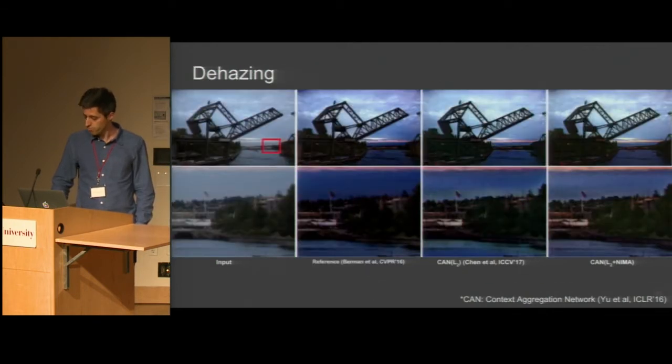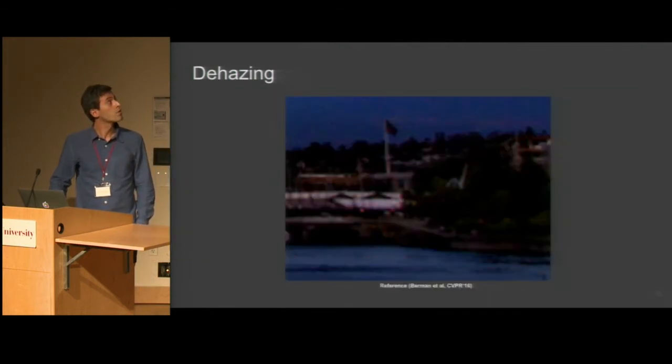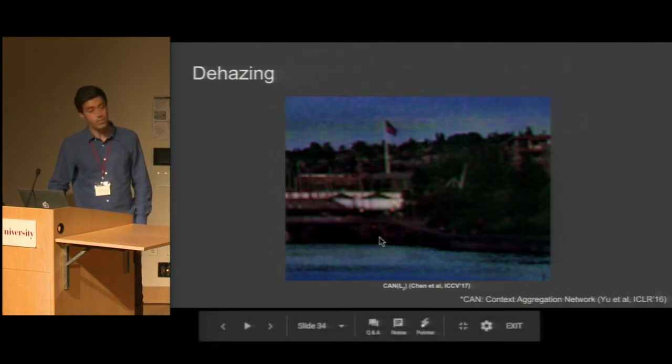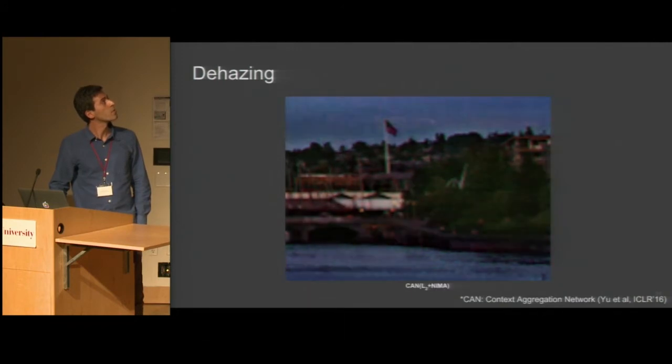For dehazing, we did pretty much the same experiment, just replaced our data with dehazing data. Left again input, reference, L2, and then L2 plus NEMA. I'm going to show you the cropped images. Input, reference, you can see what the L2 is doing to the sky, and then details in the dark areas, and then when we go to L2 plus NEMA, this happens. So from L2 to L2 plus NEMA, look at the sky, the green artifacts in the sky disappear, and more details tend to appear around this bridge down here.